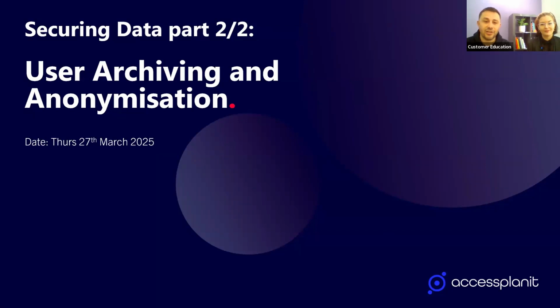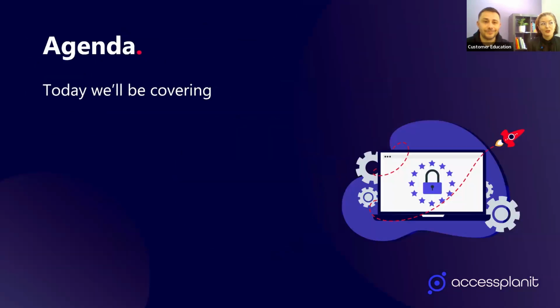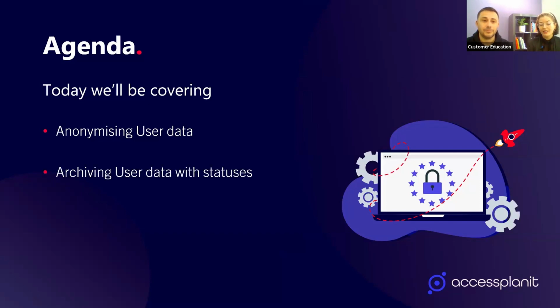Let's have a look at today's agenda. So there are 4 areas we're going to be covering today. The first one is how to anonymize user data. Then we're going to be looking at how you can archive user data by changing statuses. Next, we'll look at how you can lock user accounts to stop people from getting logged in. And finally, we will cover deleting users.